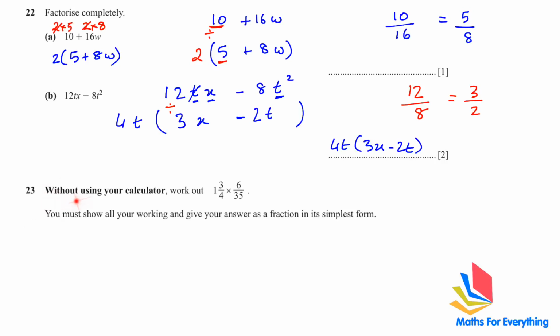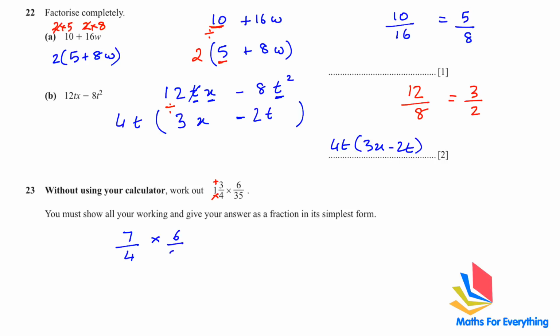Question number 23. Without using your calculator, work out. Each term must be done separately for this fraction question, and you must show your steps. To change the mixed into improper, 4 multiplied by 1 plus 3. That will give you 7. That will go in the numerator. The denominator will remain the same.